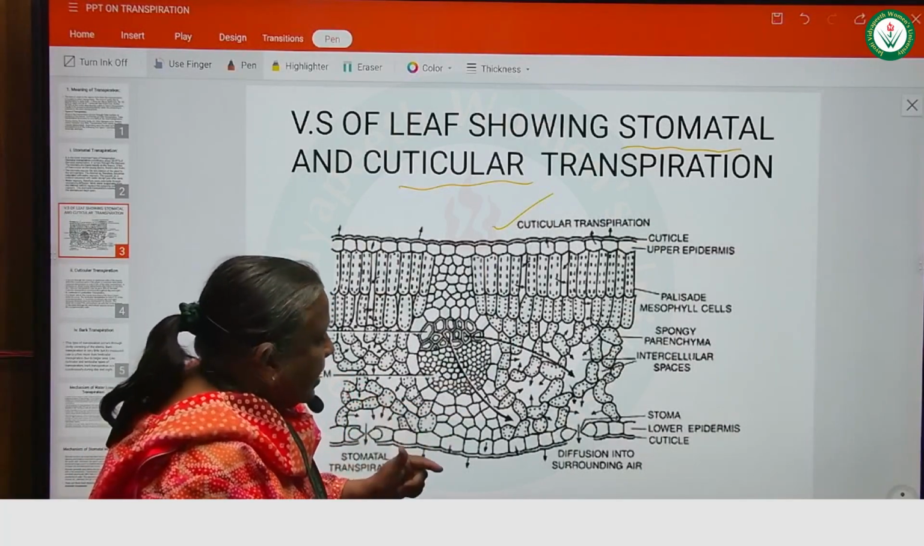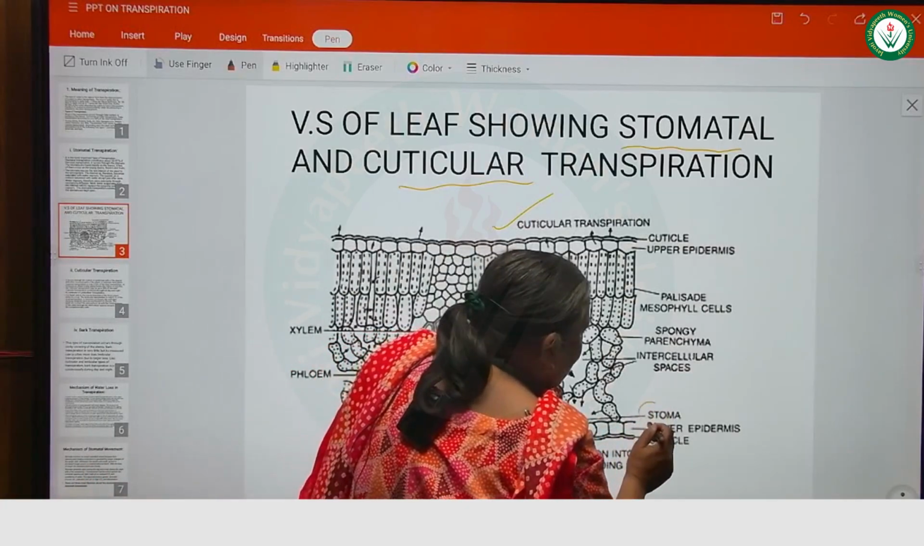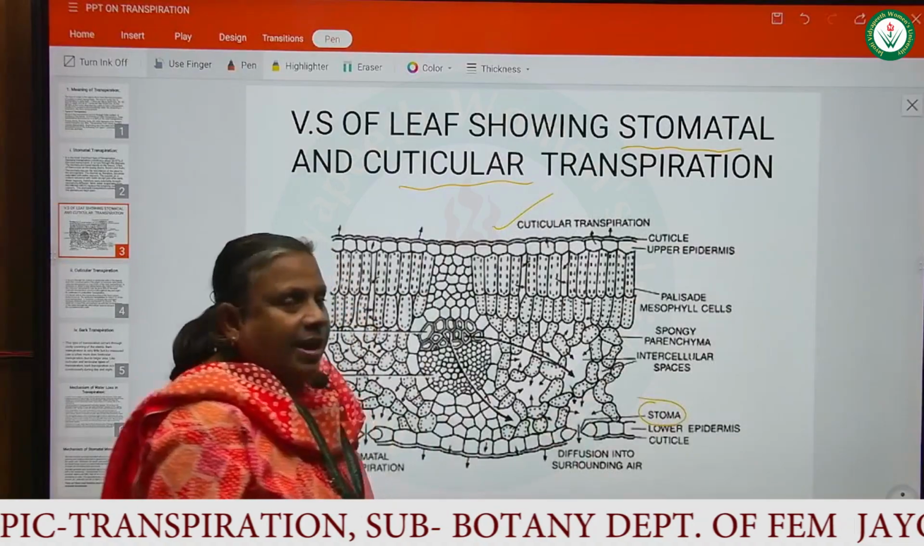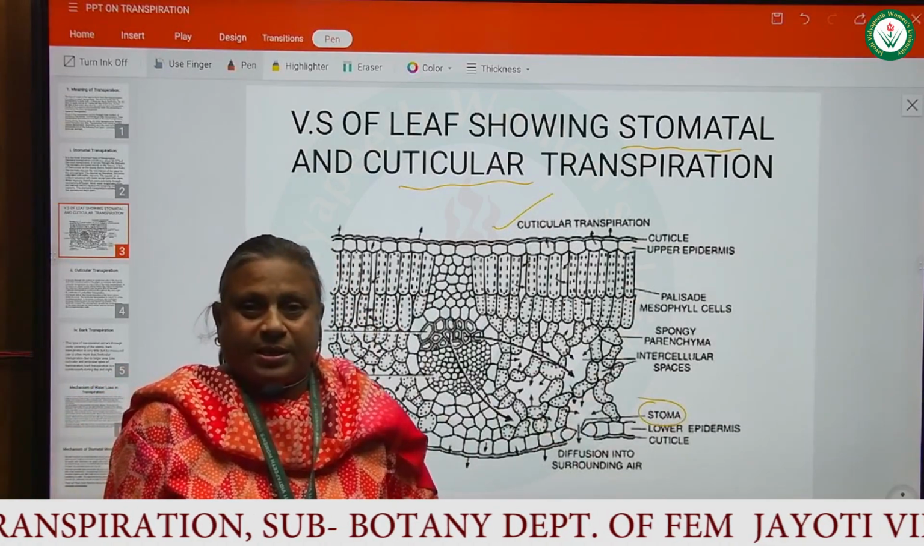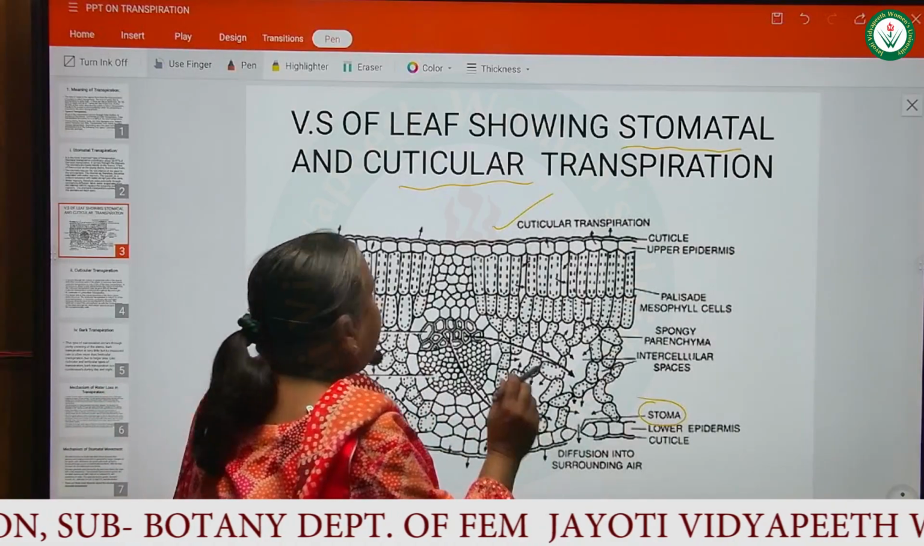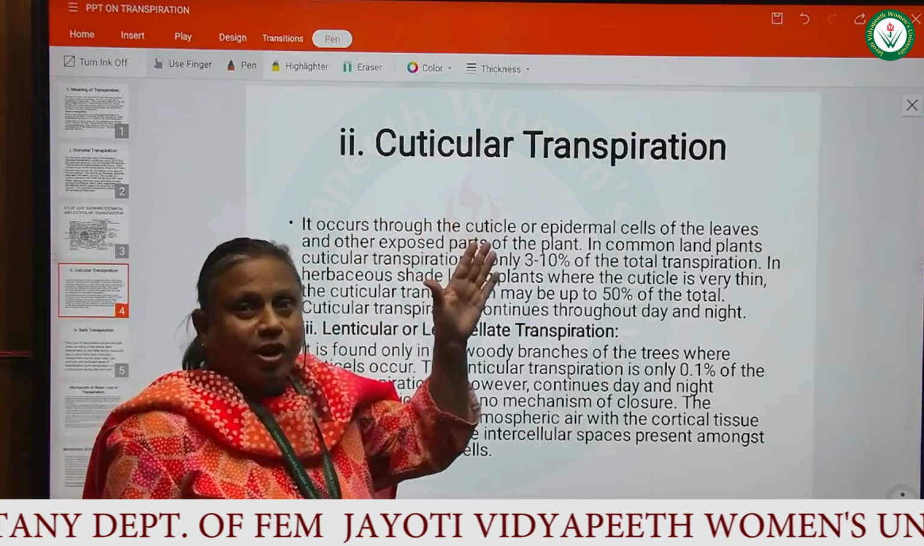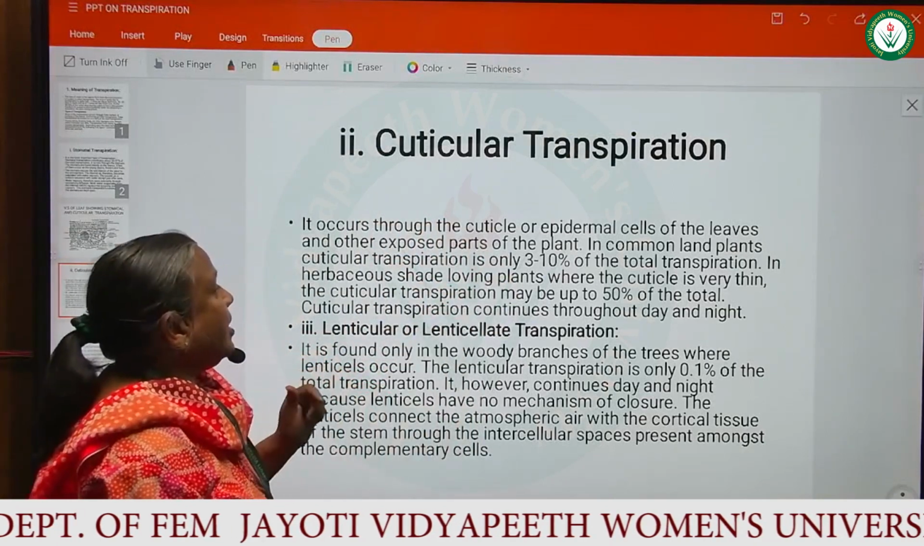And now there are found stomata on the lower surface of the leaf, and when the transpiration process occurs through the stomata, it is called as stomatal transpiration. Now, what is cuticular transpiration?